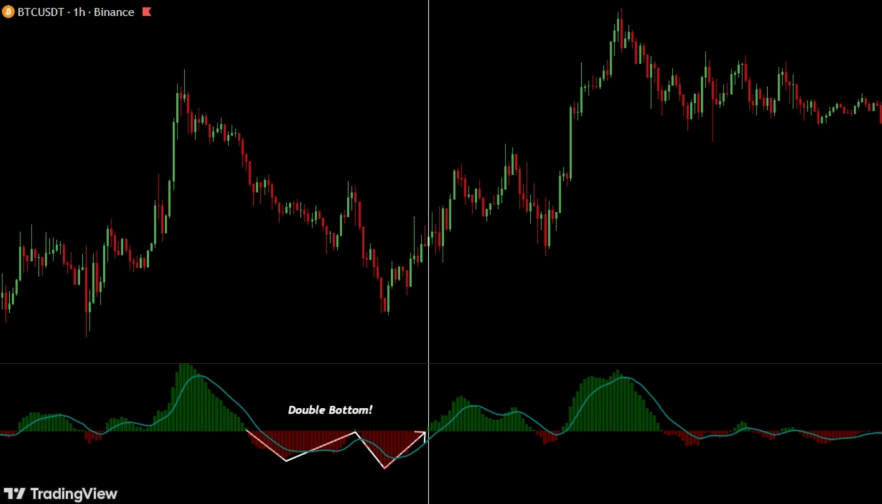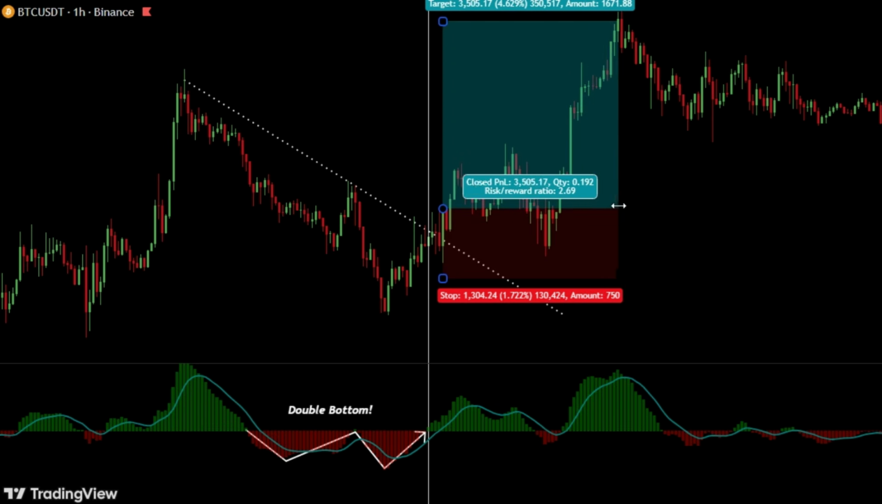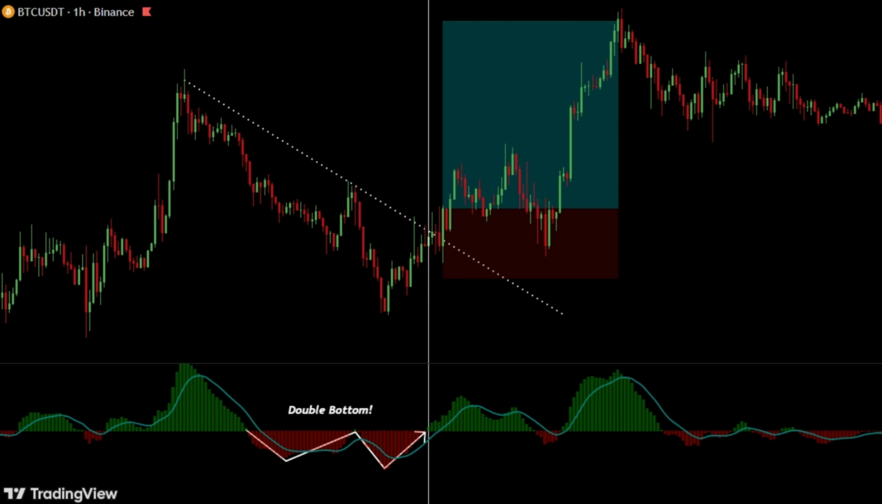valid reversal signal. On the price chart, I can draw a trend line along this downtrend. Once the histograms turn green and the candles break above the trend line, that can provide a potential long entry.